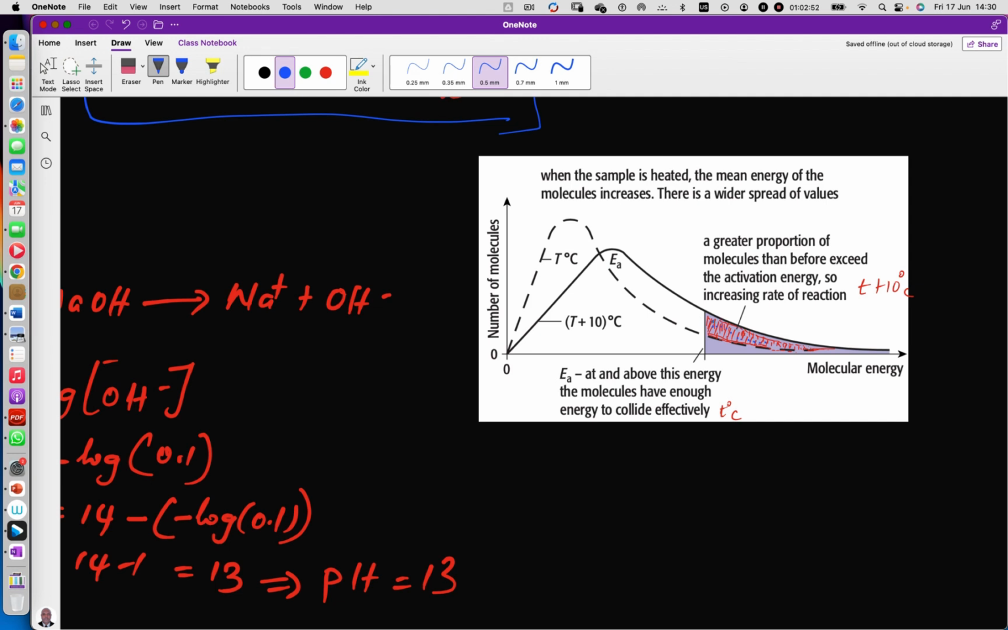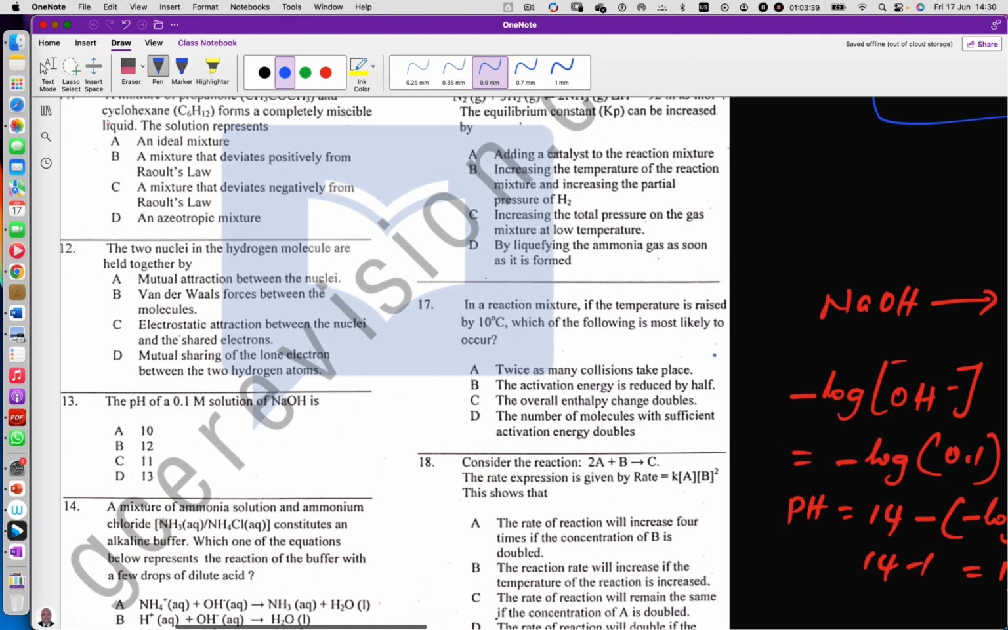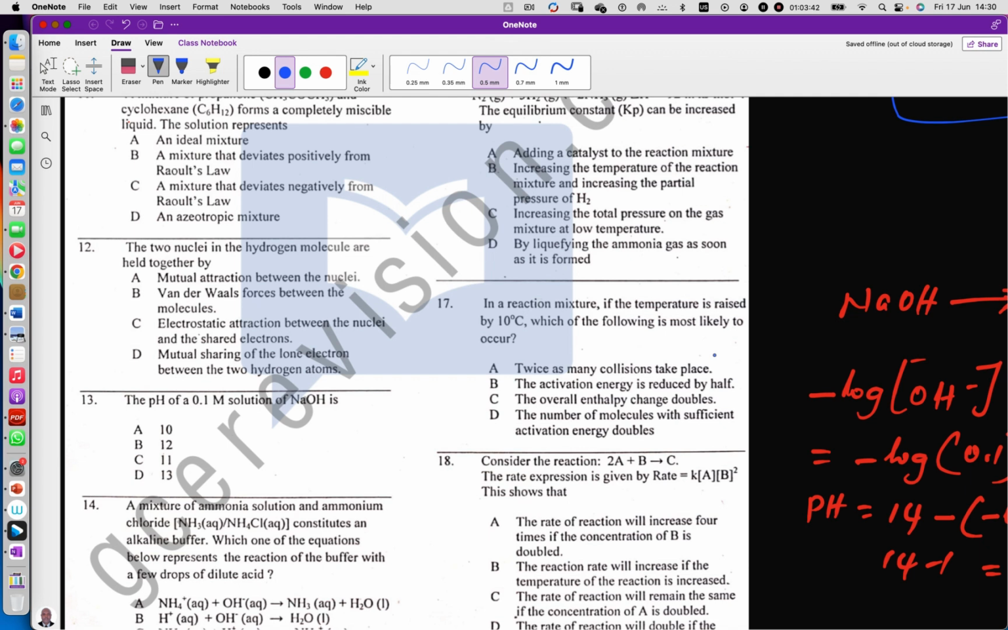The number of molecules has increased. There is a greater proportion of molecules than before that have energy equal to or more than the activation energy. So the more the number of colliding particles with the required activation energy, obviously there is an increase in the rate of chemical reaction. A curve like this could be given and you are asked to interpret. This curve resembles the question that has been given. You see there is an increase in the number of molecules. So our answer for 17 is D.